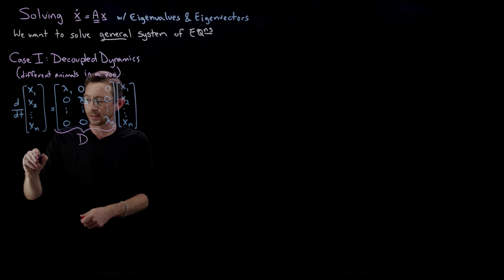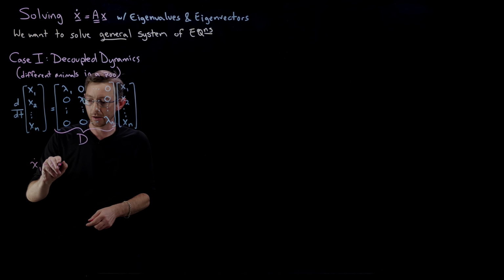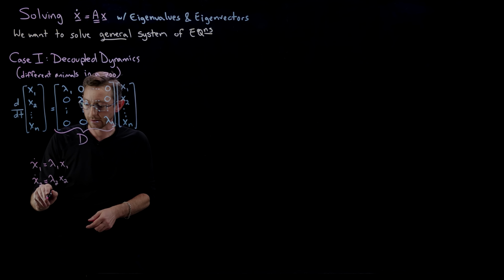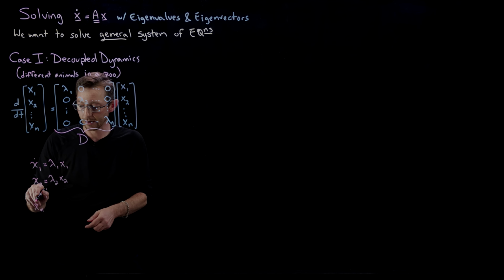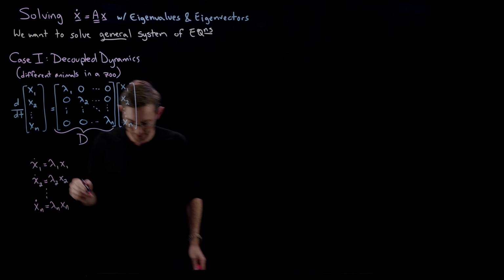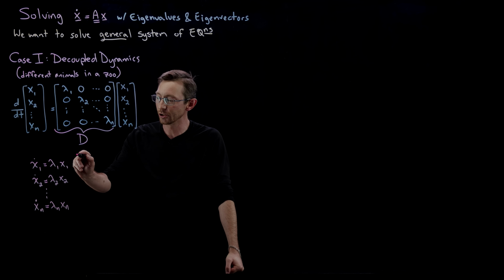I could have literally just written down, x1 dot equals lambda 1 x1, x2 dot equals lambda 2 x2, dot, dot, dot, xn dot equals lambda n xn. And of course, we already know the solution of this. We can just solve them each independently.